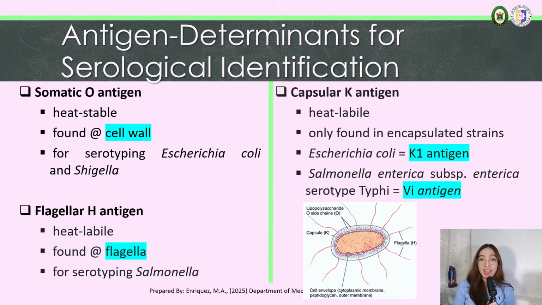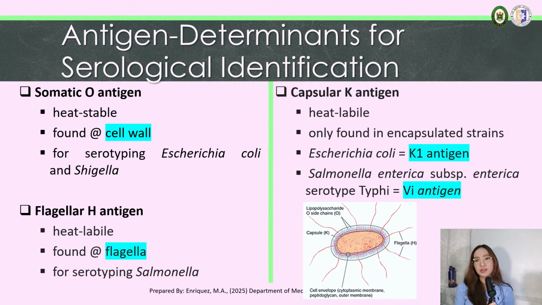Third is the K antigen or the capsular antigen. Now, this is also heat labile and for different species, may kanya-kanya din pong pangalan ang K antigen. So for Escherichia coli, the K antigen is referred to as the K1 antigen. Para naman po sa Salmonella enterica, its K antigen is called the V or VI antigen.